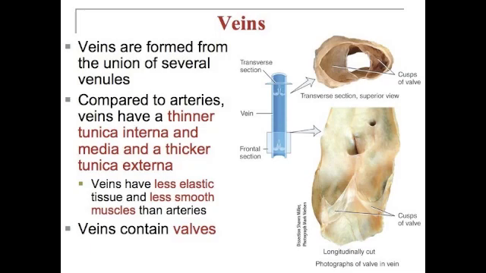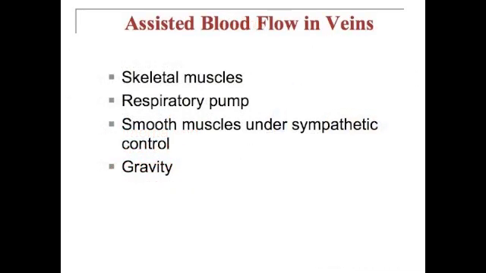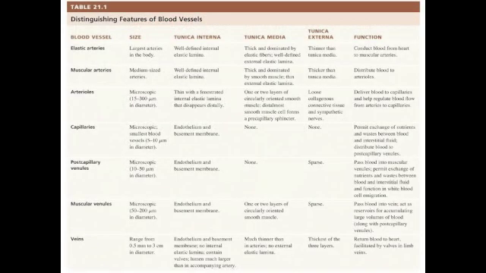Another unique thing about veins is that they contain valves. Valves in veins allow blood to flow in one direction only, and that's toward the heart. So what assists the blood flow in veins? Well, that's skeletal muscles, the respiratory pump, smooth muscles under sympathetic control, and gravity. And table 21.1 shows the distinguishing features of the blood vessels. So this table is on page 780, and I'd like for you to spend some of your own time reviewing this.